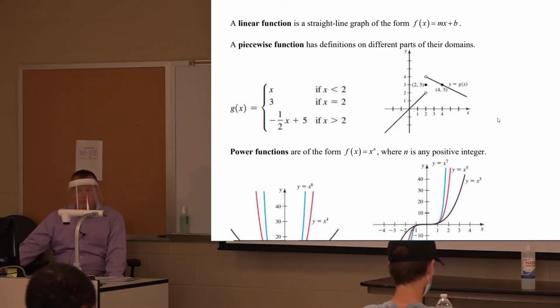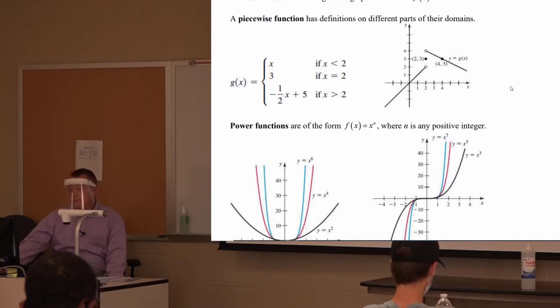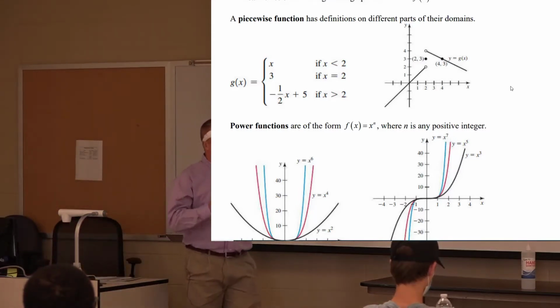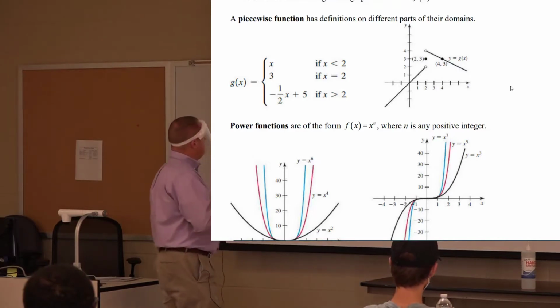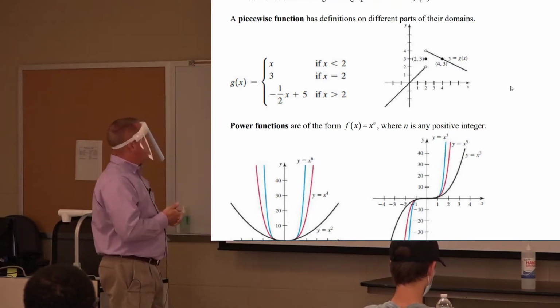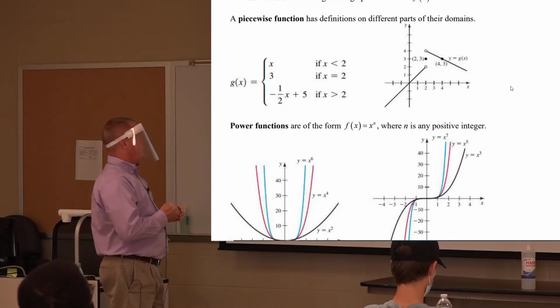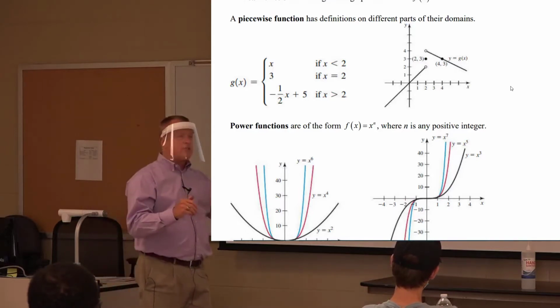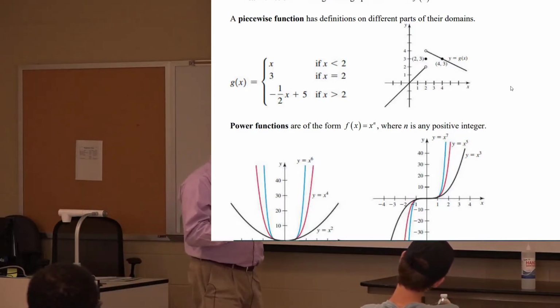Now, of course, a linear function is a line, and they're usually in the form f of x equals mx plus b. You have a slope and a y-intercept. We're familiar with those. Also, something that we will see are piecewise functions. Piecewise functions have definitions on different parts of their domain. In order to be a function, every x must be paired with only one y, so that has to be true with a piecewise function as well.